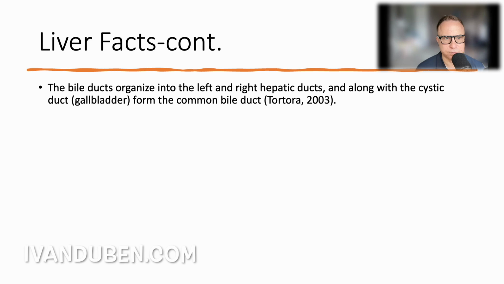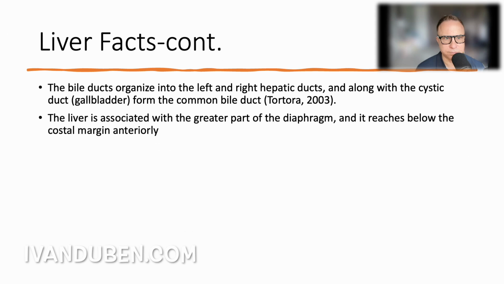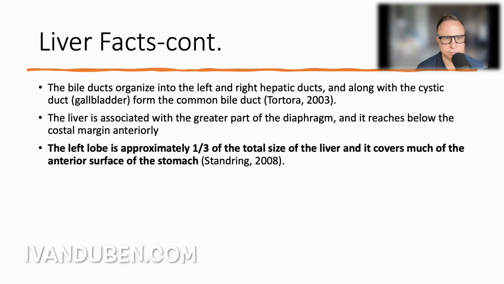The bile ducts organize into the left and right hepatic ducts, and along with the cystic duct from the gallbladder, form the common bile duct. The liver is associated with the greater part of the diaphragm, and it reaches below the costal margin anteriorly. The left lobe is approximately a third of the total size of the liver, and it covers much of the anterior surface of the stomach.